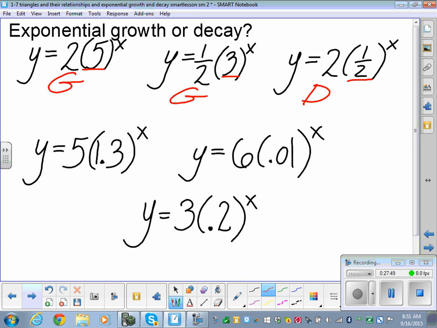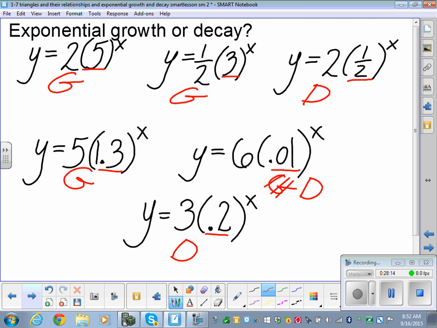What about this one? Growth or decay? 1.3, is that greater than 1? So it's growth. How about this one? Careful, 0.01. Decay, that's less than 1. I wrote J and I meant D. That one's decay. And what about this one? 0.2. Decay, 0.2 is less than 1. Any questions on growth and decay?